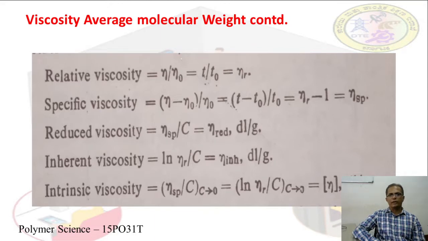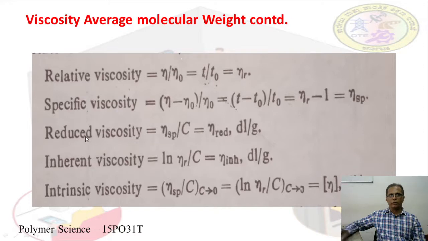Next, we have to calculate the specific viscosity. This we will get as eta relative minus 1. The value we get for eta R here, we have to subtract 1 from that, so that we will get eta specific. This is also equal to eta minus eta naught divided by eta naught, and also equal to T minus T naught divided by T naught.